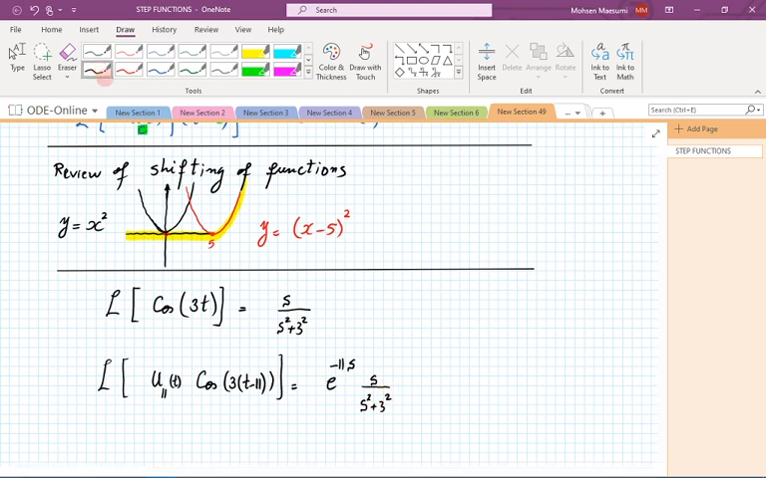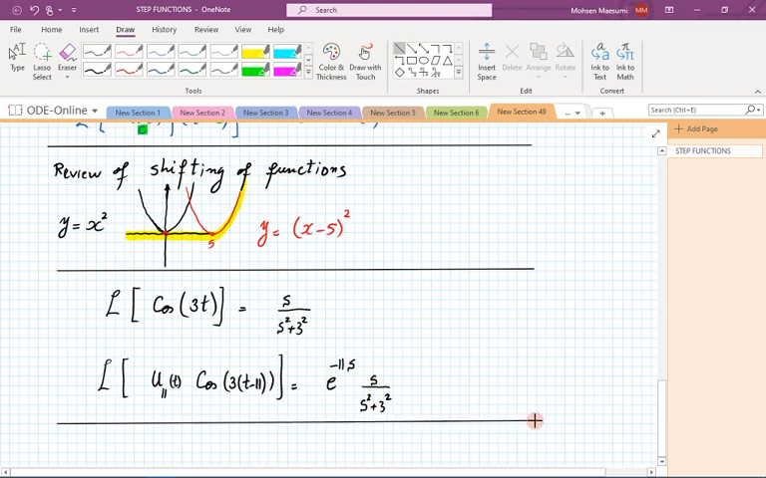So the formula is quite simple. We are multiplying by this function, exponential of minus cs.